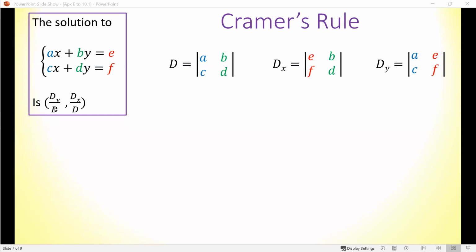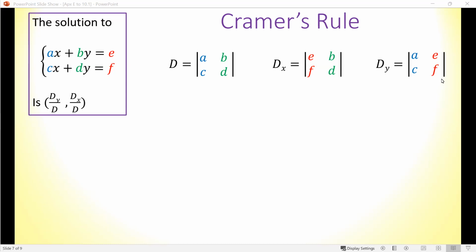this. So the x value is going to be Dx over D, and the y value is going to be Dy over D. So what are these big D's and what do they mean? D is the letter we use to represent the determinant of our coefficient matrix. Now Dx is where we've replaced our x column in our coefficient matrix with the constant term column. Dy is where we've replaced our y column in our coefficient matrix with the constant term column.